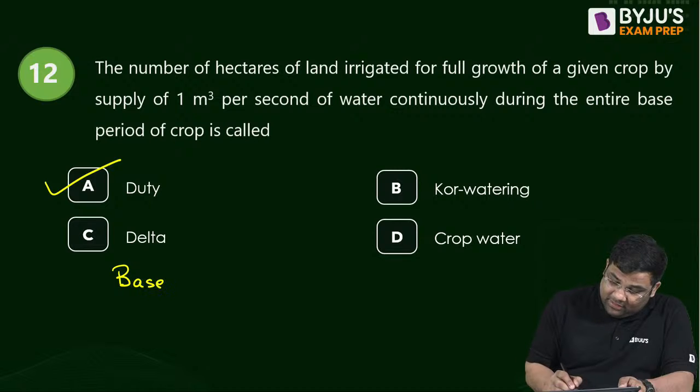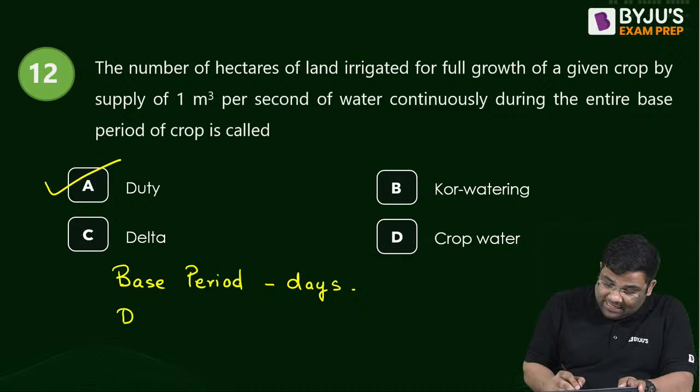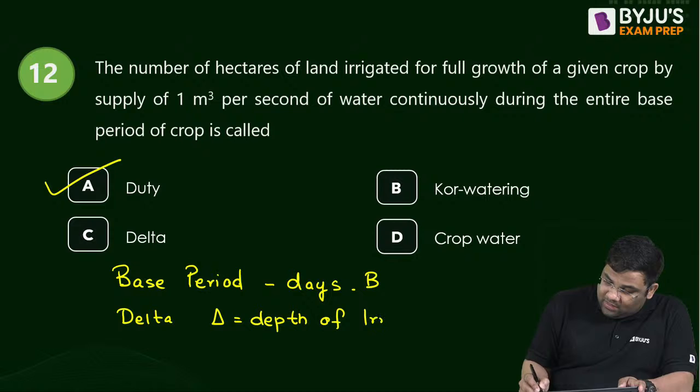Base period is what? Base period is the period of irrigation, yes? And it will be in days, okay? Now, what is your delta? Delta is the depth of irrigation, right? Yes, it's the depth of irrigation. And it will be in meter, right?